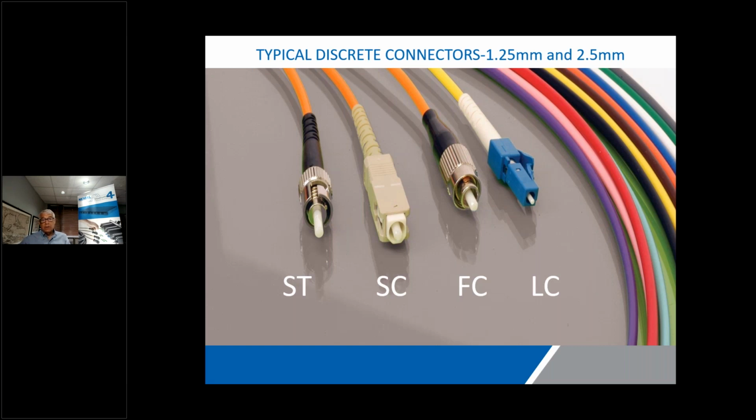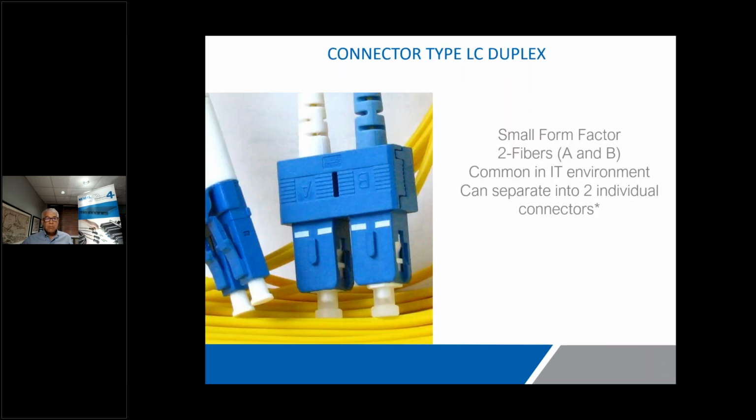Another thing you'll notice is that the 3 on the left have a much larger diameter ferrule, that's the protrusion from the front, as compared to the one on the right. If you actually measured those, you would determine that the 3 on the left have a 2.5 millimeter ferrule, whereas the far right, the LC, is half of that, it's 1.25. Why is that important? Because all of the equipment you buy for termination, for testing, for cleaning, is all based upon ferrule size. So if you're using different size ferrules, you're going to need different sets of all of those equipment.